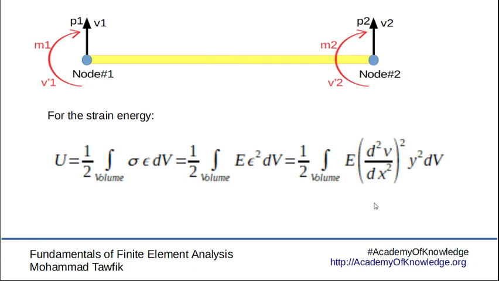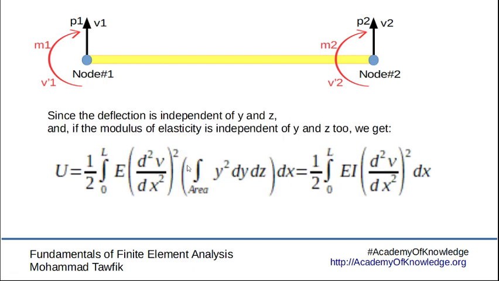If this is too quick for you, I would suggest that you review the mechanics of materials of beams. It's a straightforward concept coming directly from the Euler-Bernoulli beam theory assumptions. So now we are going to use this and go further by saying that from the Euler-Bernoulli beam theory, V does not change with y and z, so it can come out of the integration over y and z.